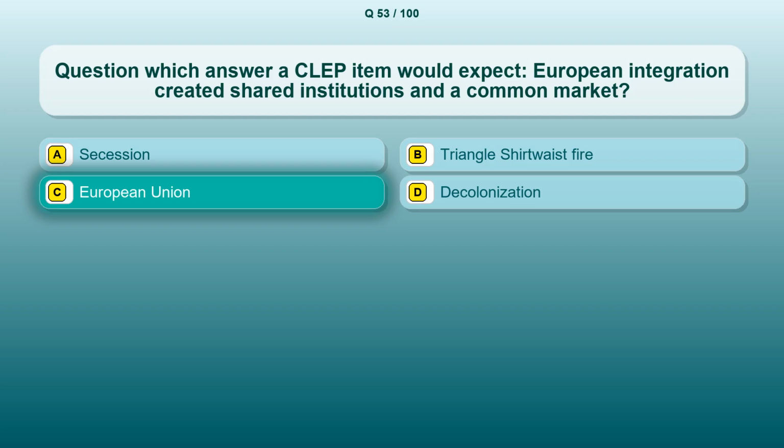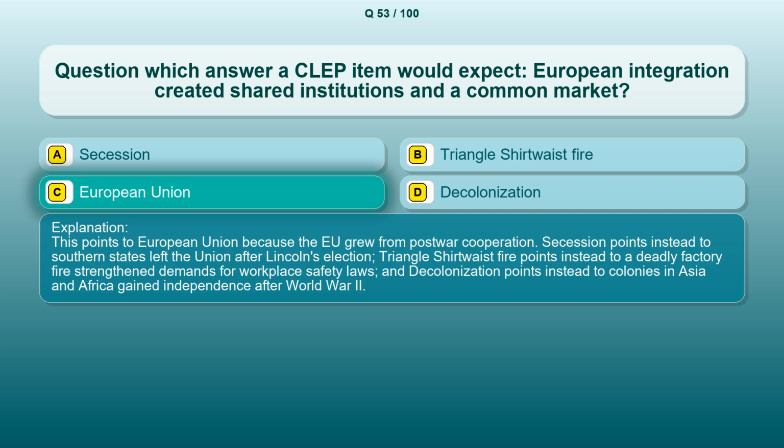The correct answer is option C, European Union. This points to European Union because the EU grew from post-war cooperation. Secession points instead to southern states left the Union after Lincoln's election. Triangle Shirtwaist Fire points instead to a deadly factory fire strengthened demands for workplace safety laws, and decolonization points instead to colonies in Asia and Africa gained independence after World War II.